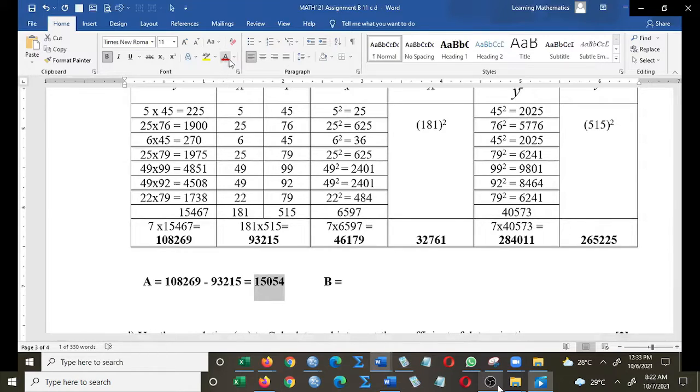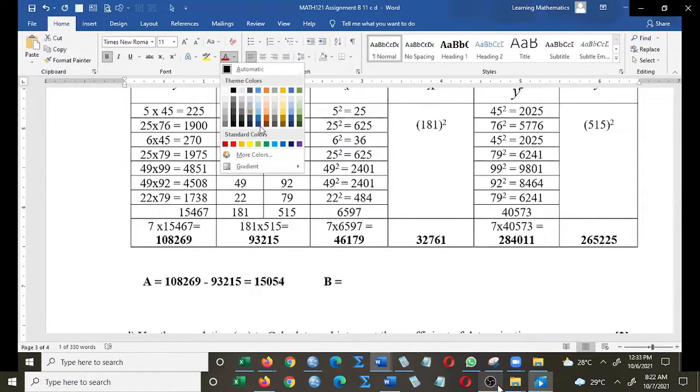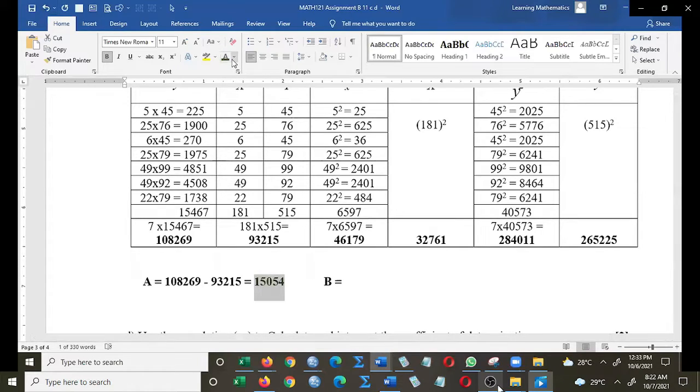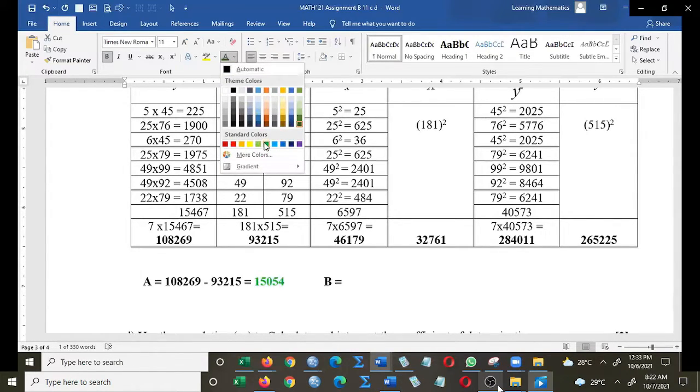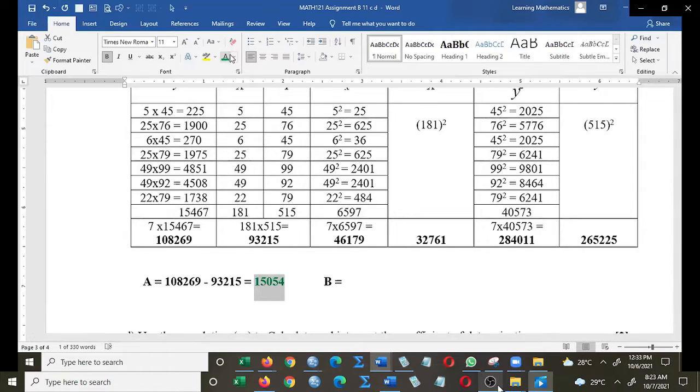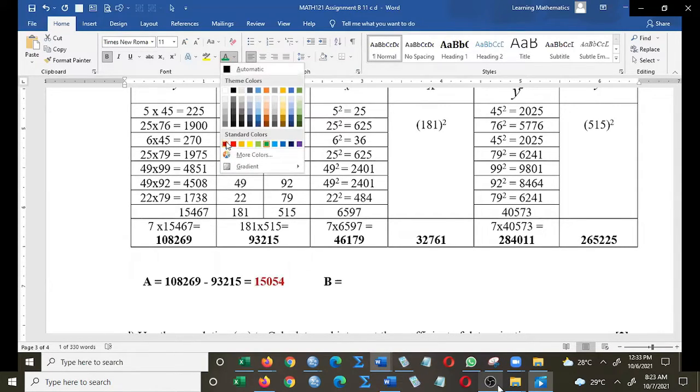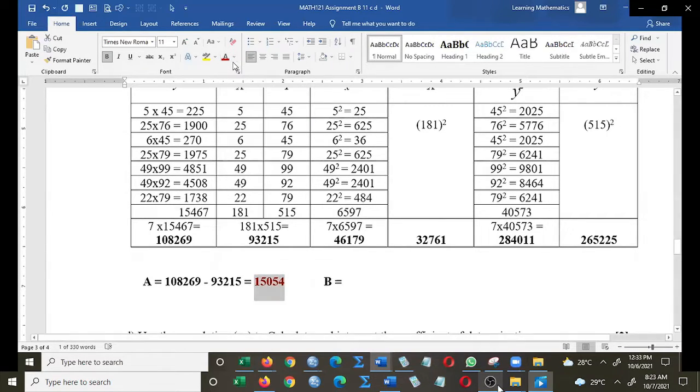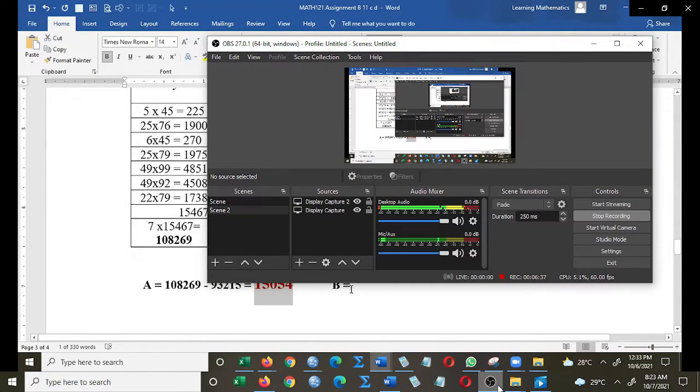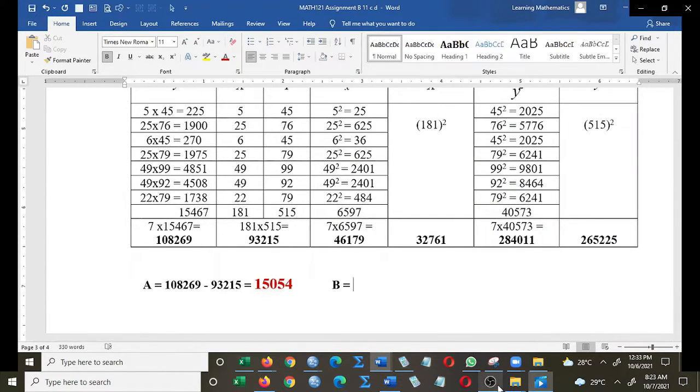That is why I want you all to actually do the working. That's why I think the professors are enforcing that you actually do the working, because in real life, sometimes you have to play with the numbers. Even using technology, you have to play with the numbers. You have to write it. You have to get a feel for it. So B is 46179 minus 32764.